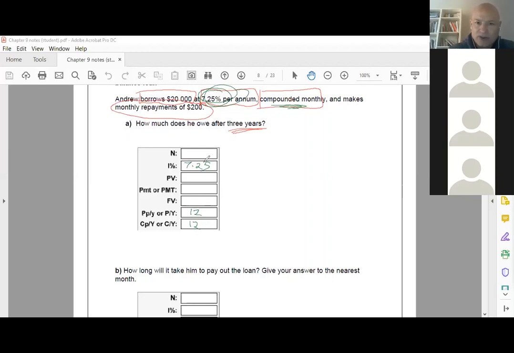Okay, he borrows $20,000. So $20,000 is the original amount, the present value, and it's coming to him. So I'm going to write it as positive 20,000, because he's getting the money. Okay. He makes monthly repayments of $200. So PMT, monthly. He's taking $200 away from his pocket and paying the bank. So I'm putting it as minus.